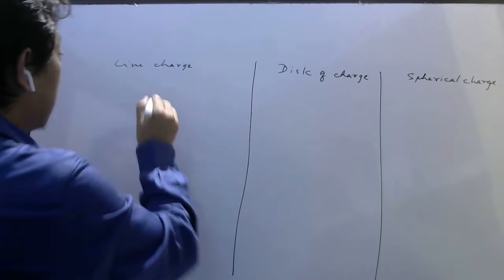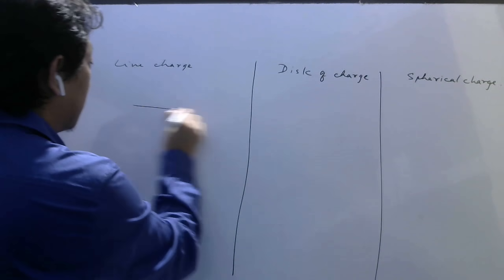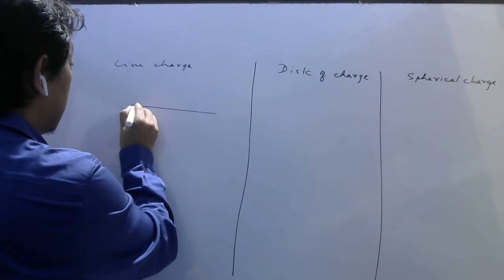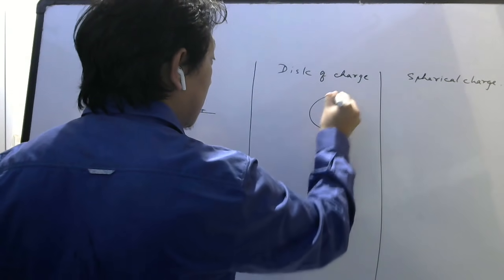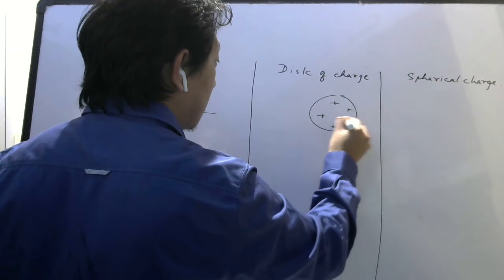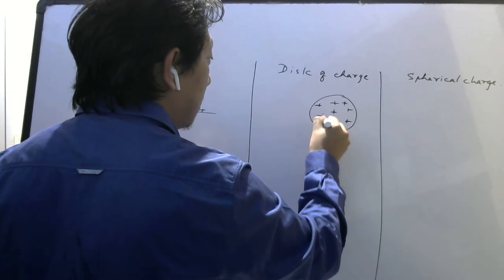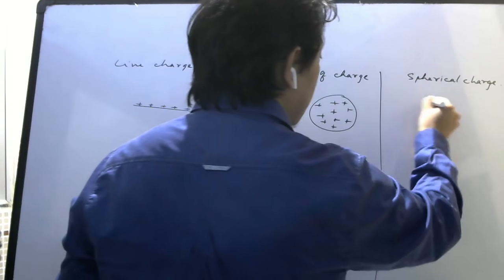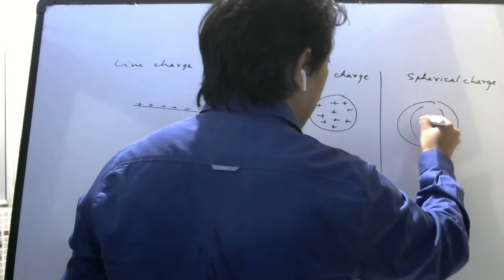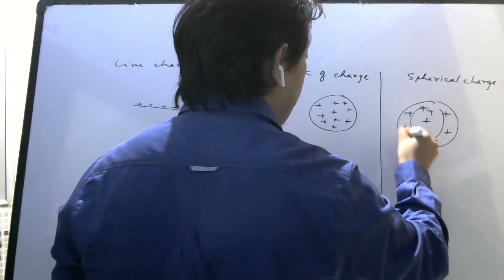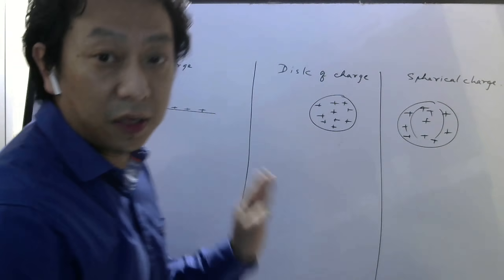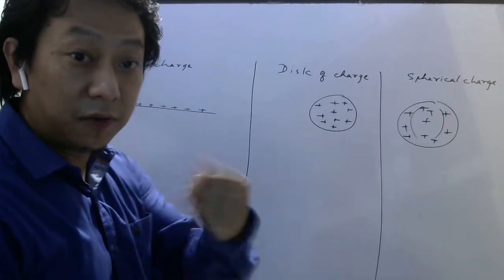Okay, so line of charge, let's say it is like this. Line charge is here. So charge is here. So here the disk is there and charge is on the disk. It is spread on the disk. And this is spherical, okay, so it is volume. It is everywhere there is charge. So this kind of distribution of charge is very common in physics.